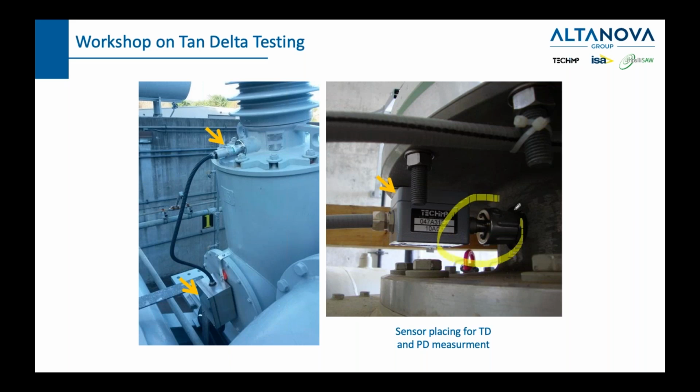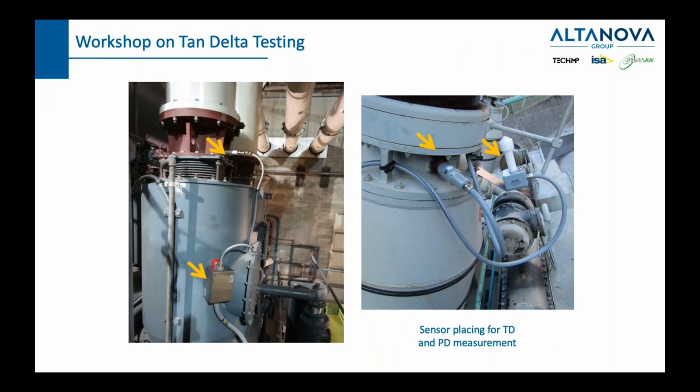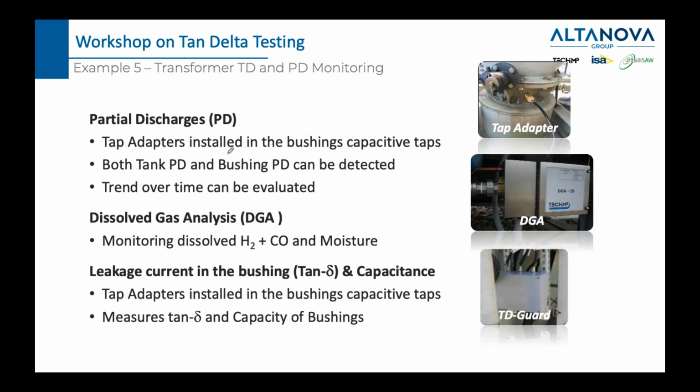This is the measurement tap on the bottom of the bushing, as you can see here or here. And with the same sensor, with a tap adapter, we take the PD and tan delta. With this box, we condition the signal so we can have a tan delta. You can also see it here. This would be the hygrometer and thermometer, and this would be the connector, the sensor for the bushings, tan delta and PD. We had, as we mentioned, the PD measurement, the DGA measurement, and the tan delta and capacity measurement.